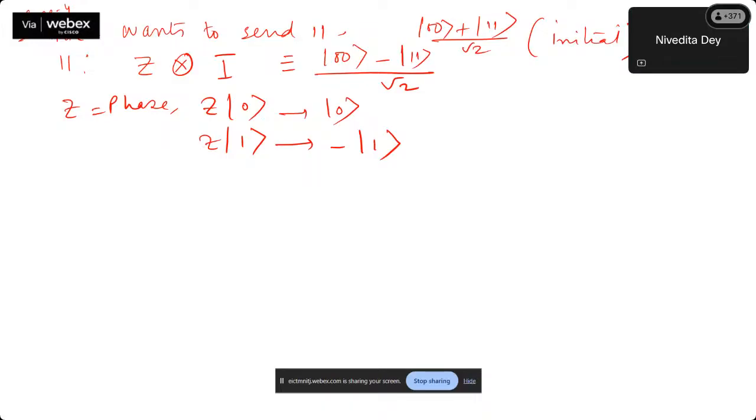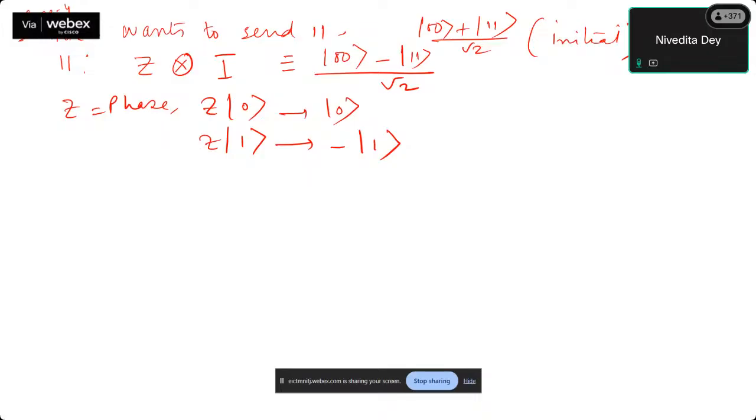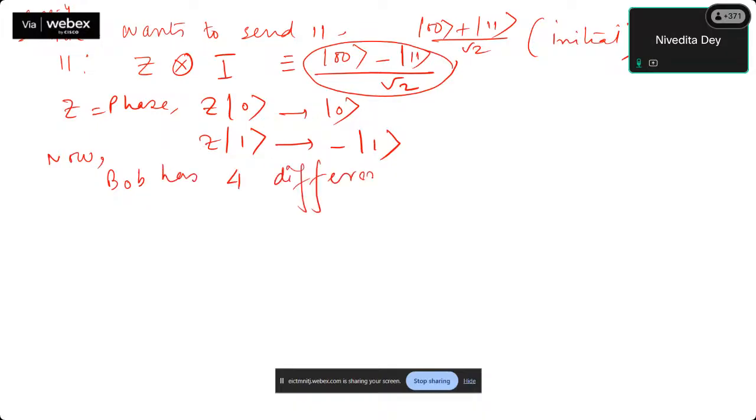Okay. So now that means 4 different types of things are possible. Bob can either receive this, or Bob can receive this, or Bob can receive this, or Bob can receive this, right? So now Bob has 4 different Bell states. So now Bob will be doing a C naught operation first. First a C naught operation.